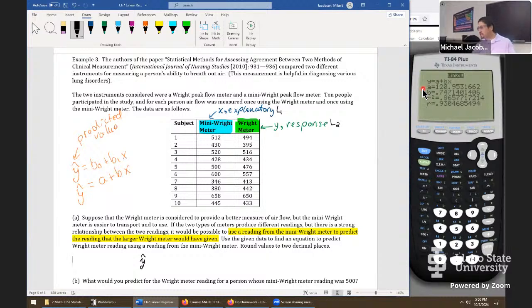That one's getting rounded to 2 decimal places, so 120.95. Then we'll go either plus or minus. The b coefficient here is positive, so we'll go plus. It's 0.75 upon rounding, and then it multiplies x. So we've got it, folks. That's our format so far.